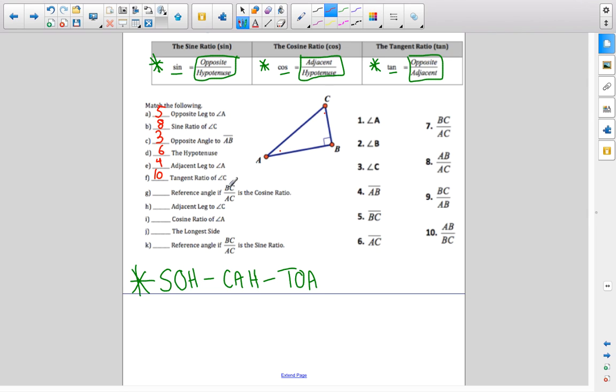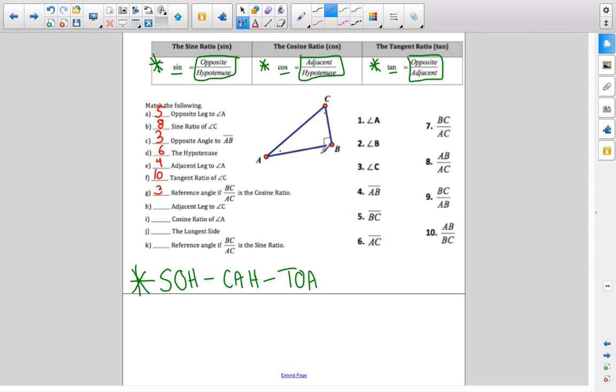Now the reference angle, if BC over AC is the cosine ratio. So if BC over AC is the adjacent over the hypotenuse, BC over AC, well, that would have to be angle C. So we'll put a number 3 again.